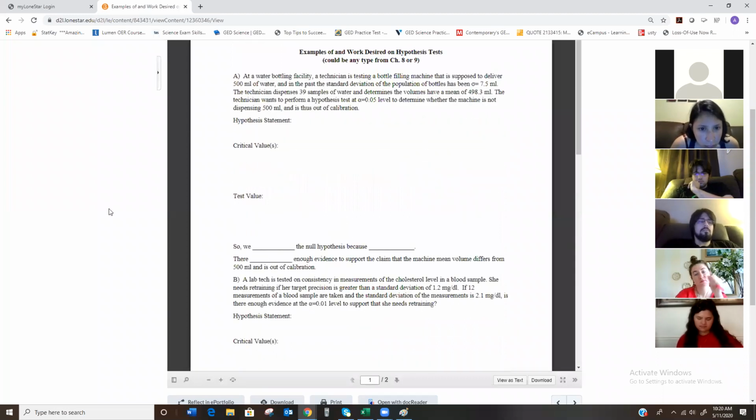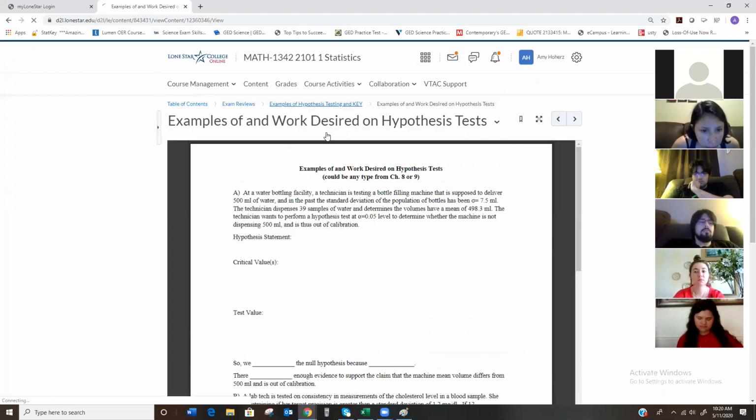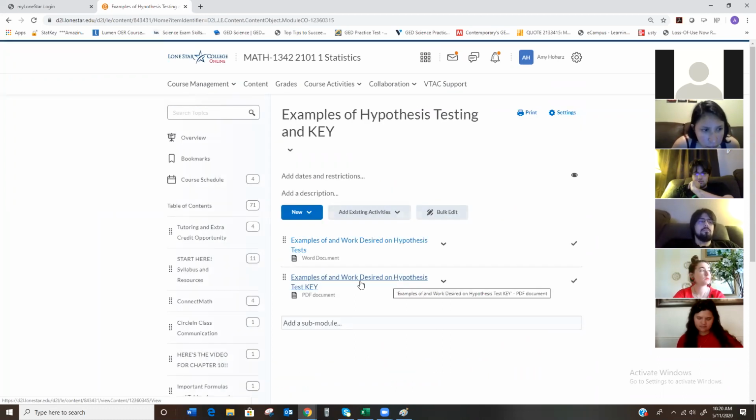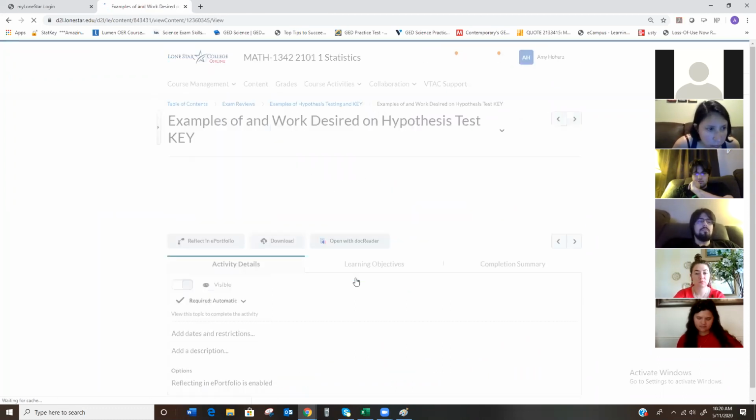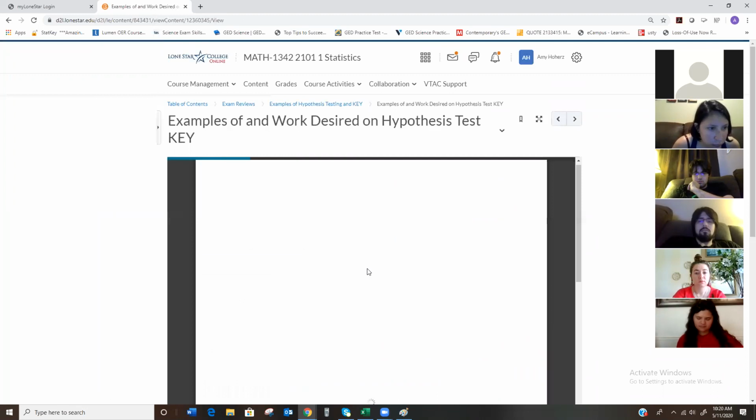And there's a key. So there's 3 good problems that you can just work out by hand and check on the key and see if you're doing them right. So here's what the key looks like.